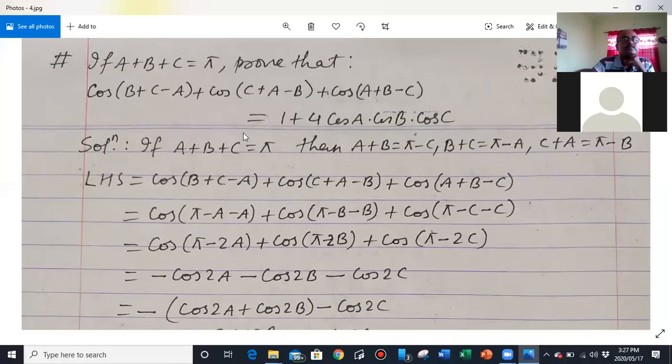Now one more. If a plus b plus c equal to pi, prove that cos(b plus c minus a) plus cos(c plus a minus b) plus cos(a plus b minus c) equal to 1 plus 4 cos a cos b cos c.